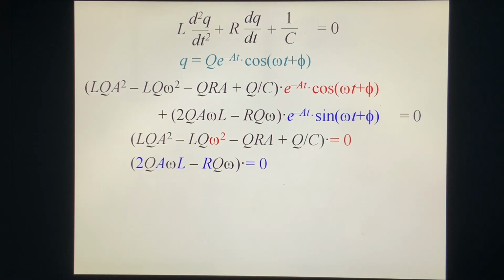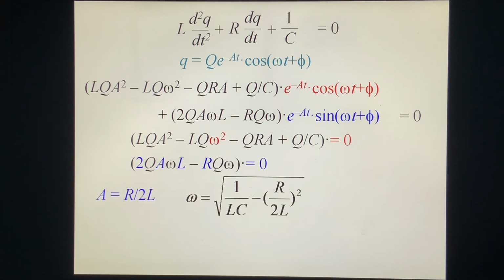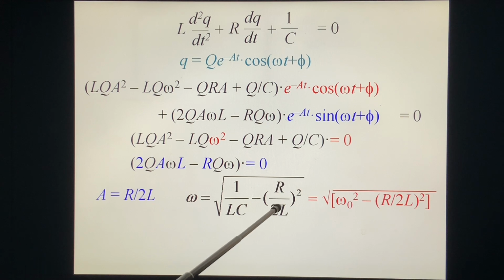Now, what do I get? In this one, Q and omega cancel out. We get A equal to R over 2L. We put A equal to R over 2L, and we find omega. Omega equals the square root of 1 over LC minus (R over 2L) squared. Now we get the answer because we have A, we have omega. This is originally omega squared, you have one more term because you have R. Without R, without this term, we get omega 0.